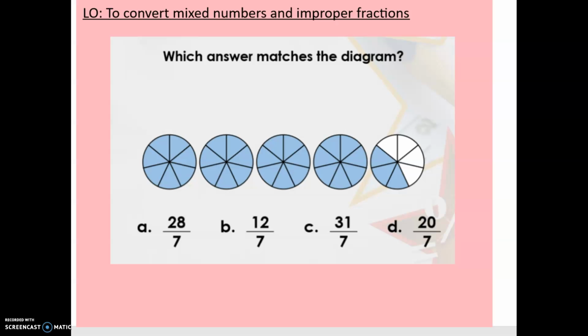See if you can have a go at this one. Which of these improper fractions matches my diagram? Pause the video, write a note, come back for the answer. Let's have a look. Let's count all the sections. 1, 2, 3, 4, 5, 6, 7, 8, 9, 10, 11, 12, 13, 14, 15, 16, 17, 18, 19, 20, 21, 22, 23, 24, 25, 26, 27, 28, 29, 30, 31. We can circle that there now.